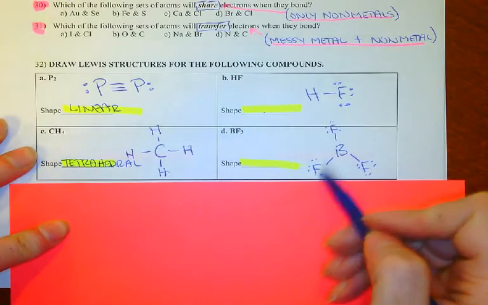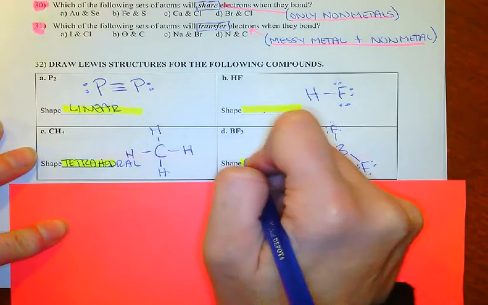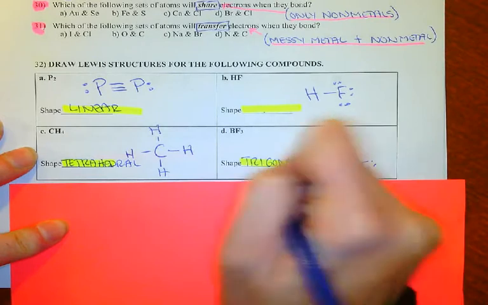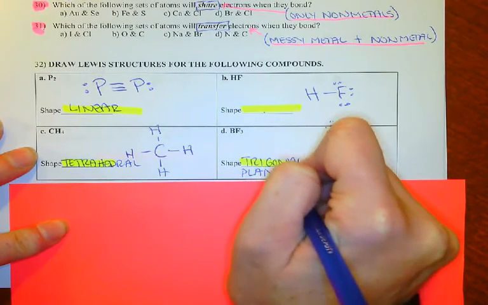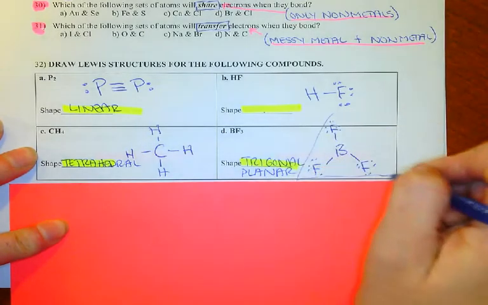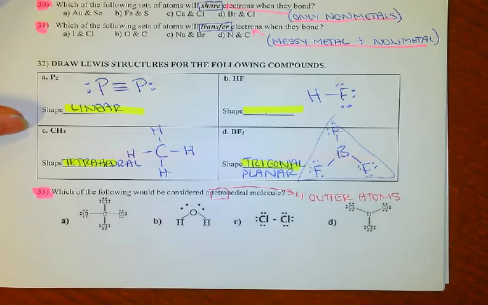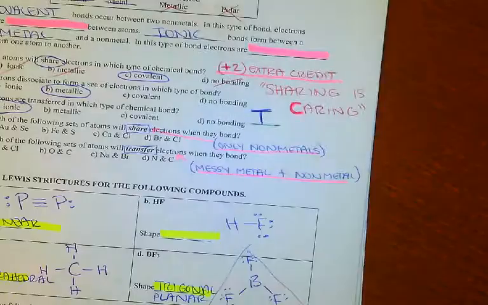Okay, and for this one I have 1, 2, 3 outside atoms. So I have mono, di, trigonal, planar. Trigonal and then planar, P-L-A-N-A-R. Okay, and really it makes a triangle as well, so you can kind of see that. Okay, down here I wrote a hint for you, but you've got to find the right answer.